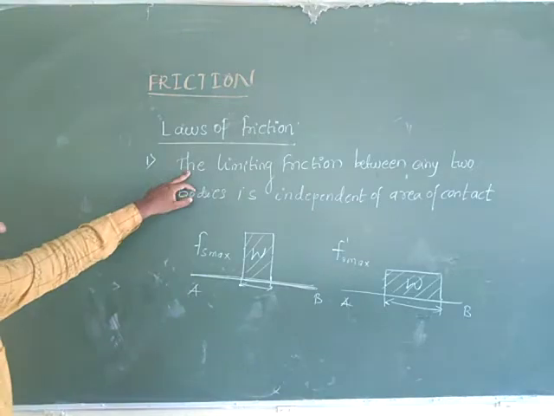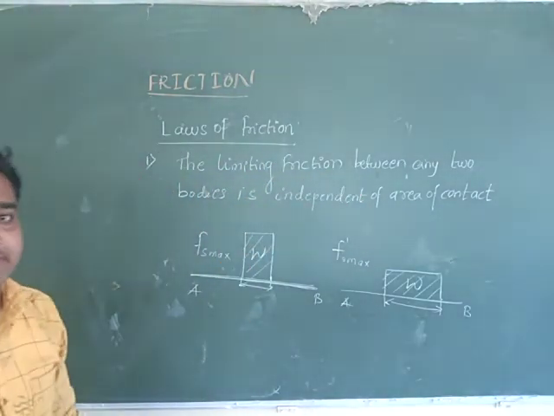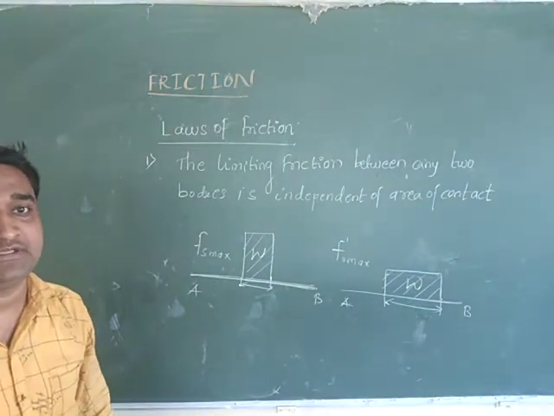So what it says is, the limiting friction between any two bodies is independent of area of contact. The maximum value of static friction is called limiting friction.